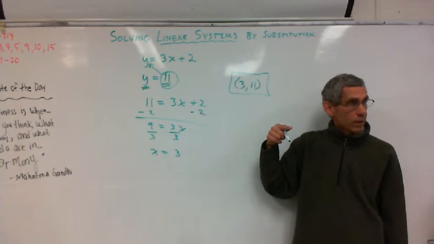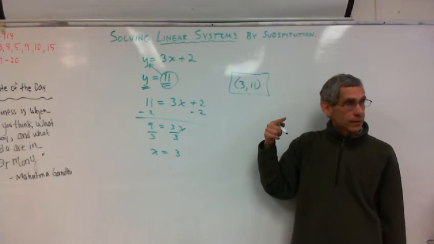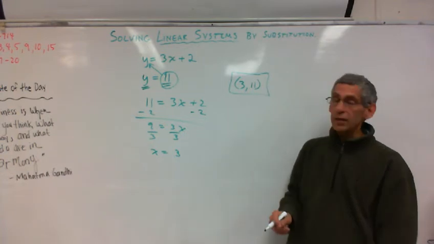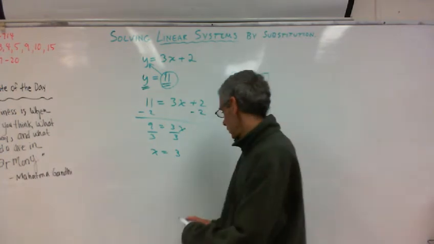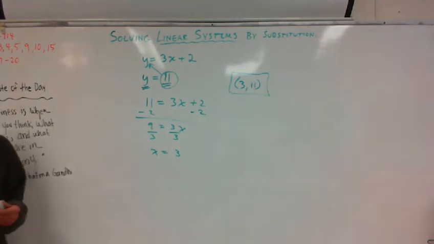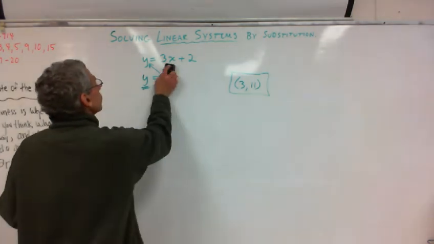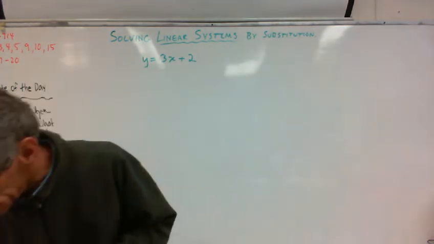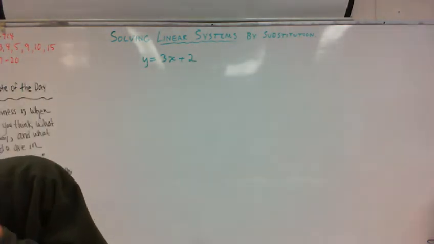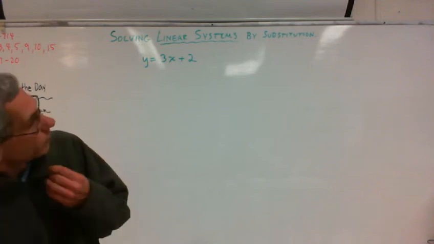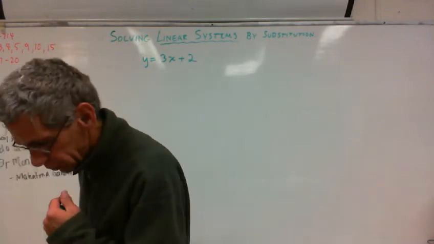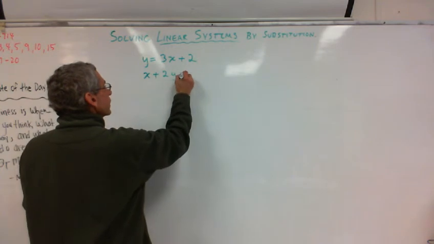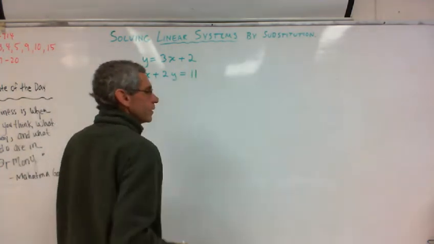So that's pretty straightforward, but they're not usually that easy. Usually they make the equation just a little harder. So can I try another one now? A little harder? Okay. Can I erase? Yes. Okay. We're still going to use the same first equation, but I'm going to write a different equation for the second equation. So x plus 2y equals 11.